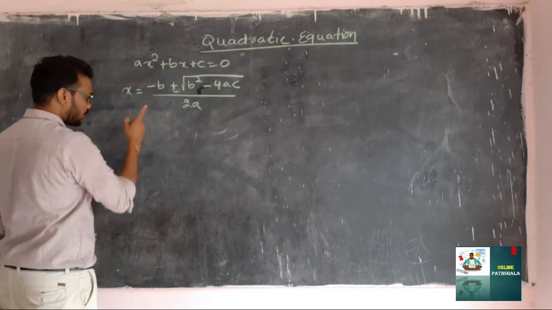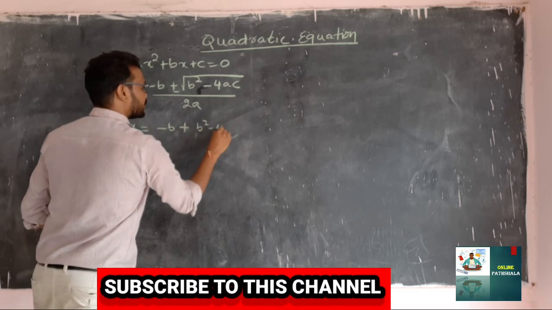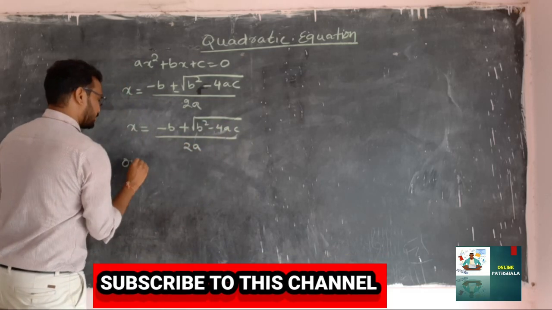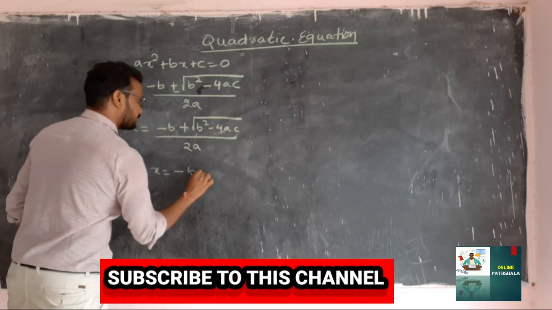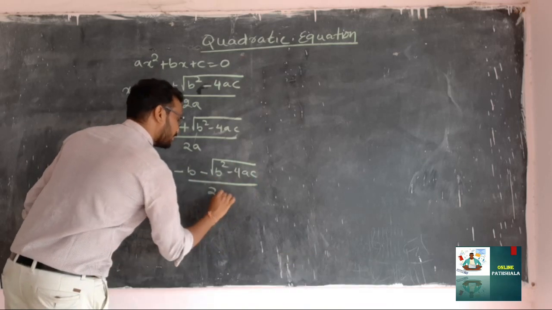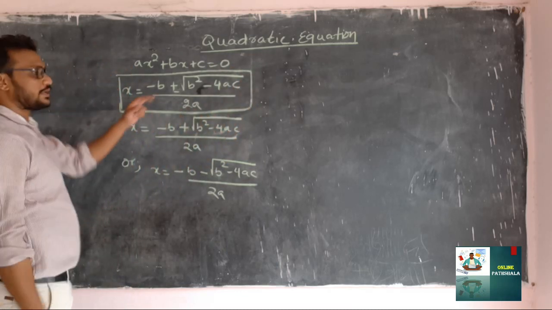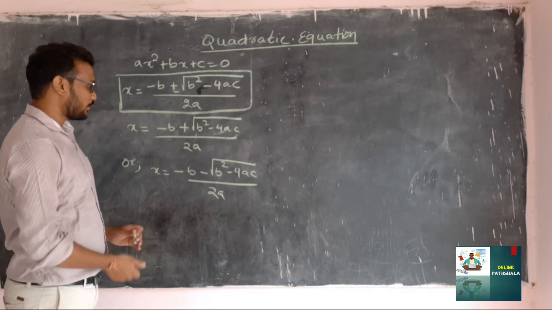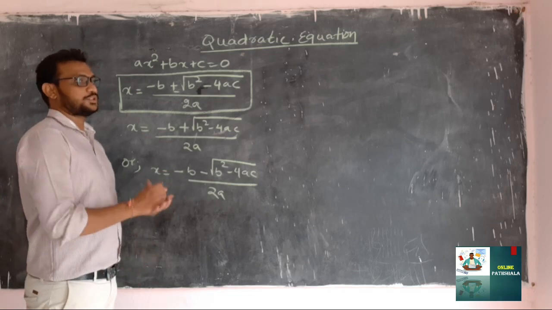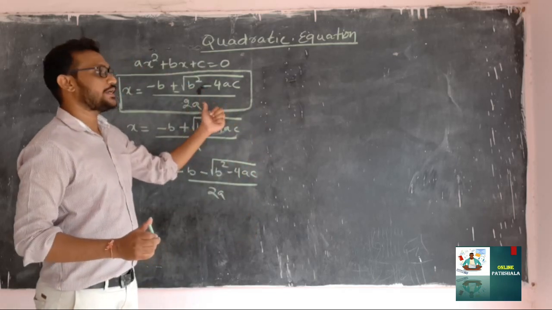So it has two values: x = (-b + √(b² - 4ac)) / 2a, and another, x = (-b - √(b² - 4ac)) / 2a. So actually this is the formula for the quadratic equation. By using this formula we can solve many kinds of questions. Whatever quadratic equation is given, you can use this formula and get the values of x.